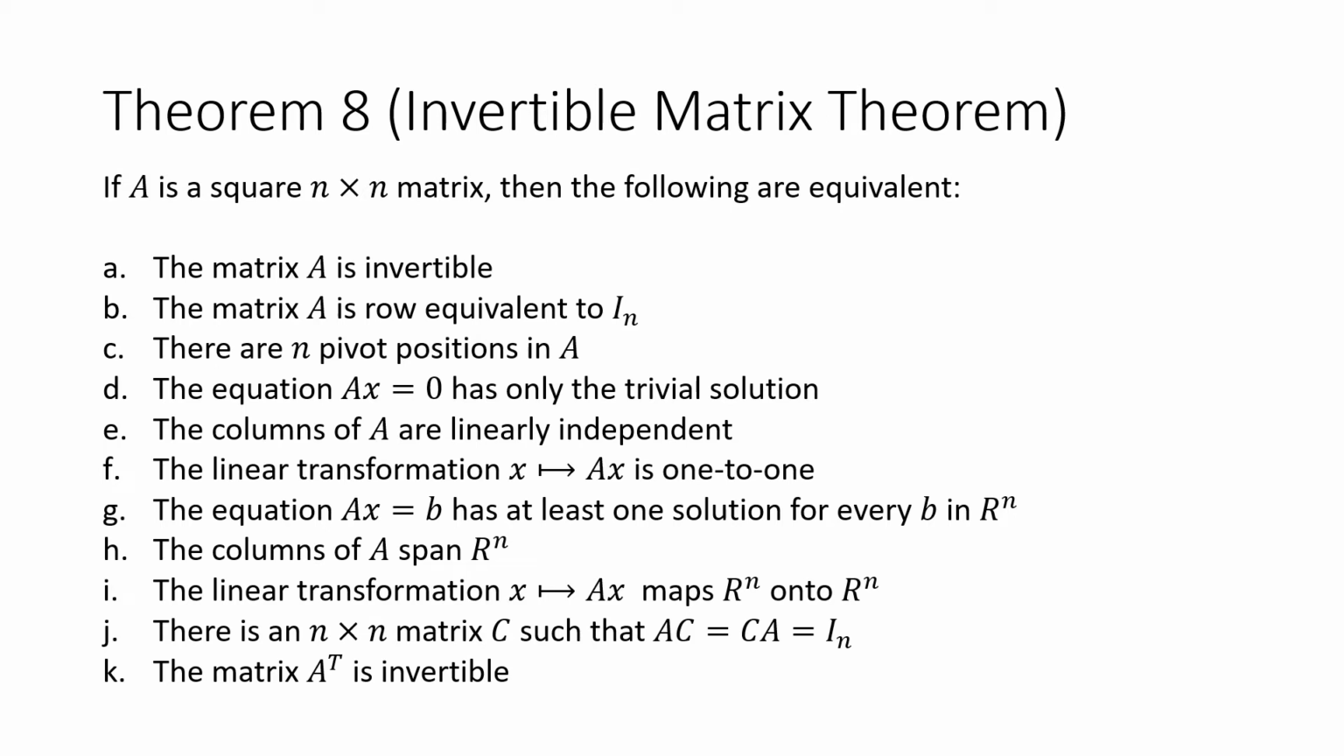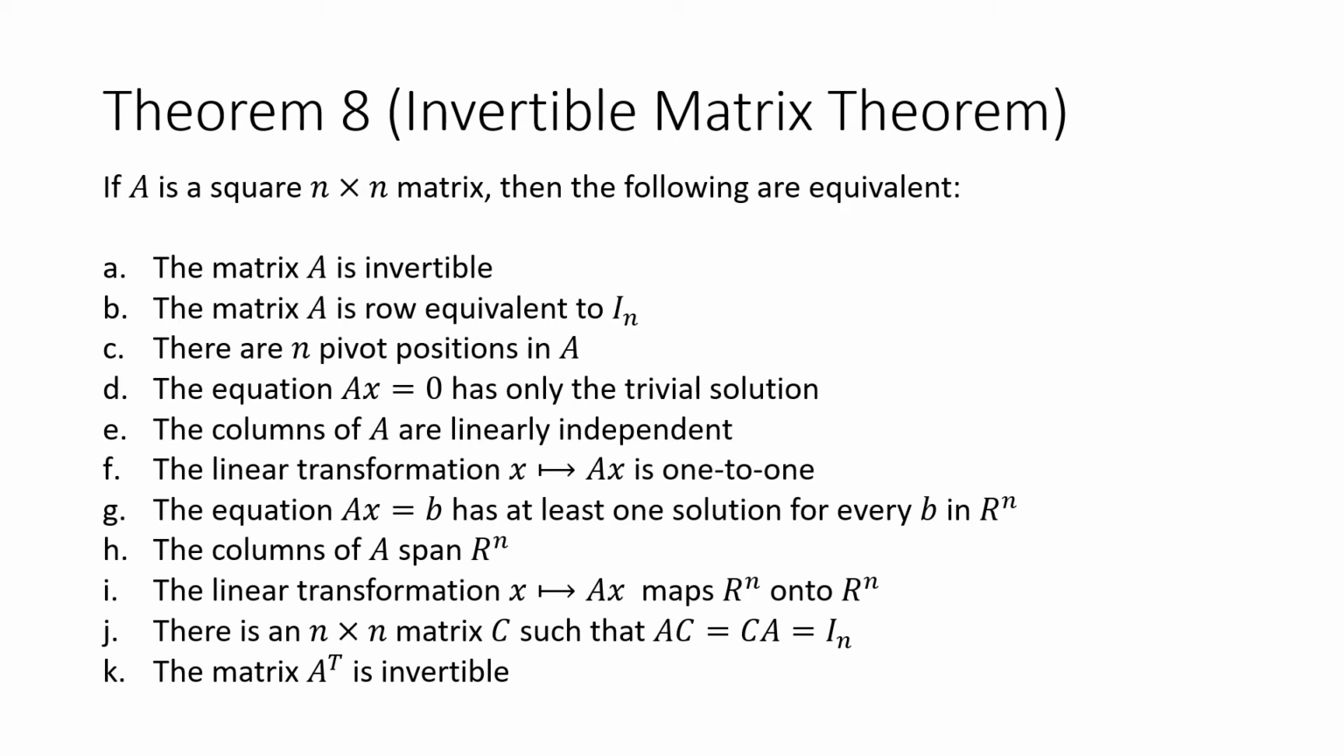G, the equation Ax equals b has at least one solution for every b in R^n, meaning that for b, you can take any vector you want, make up any vector you want, and Ax equals b will always have a solution. Next one, the columns of A span R^n. Well, you can see how that's kind of the same as point G. Columns of A span R^n means that you can do a linear combination of the columns to get whatever you want. Well, that's the same as G.